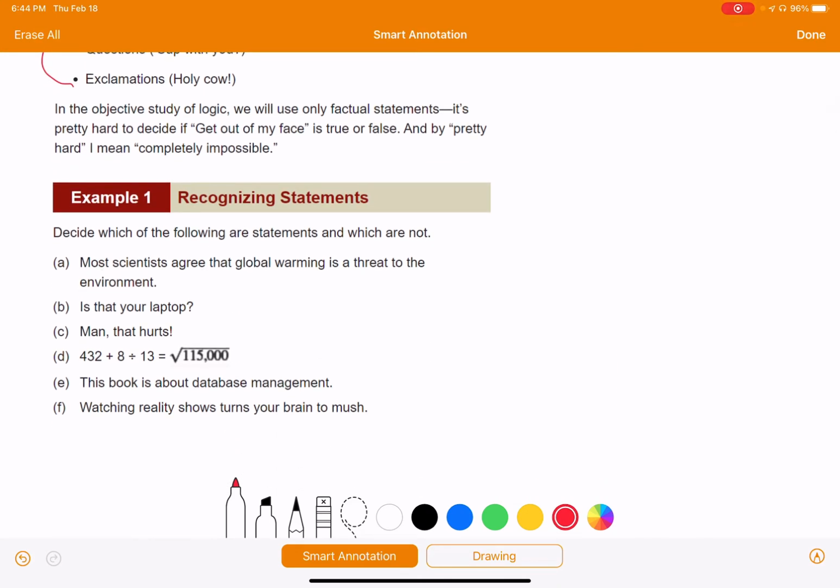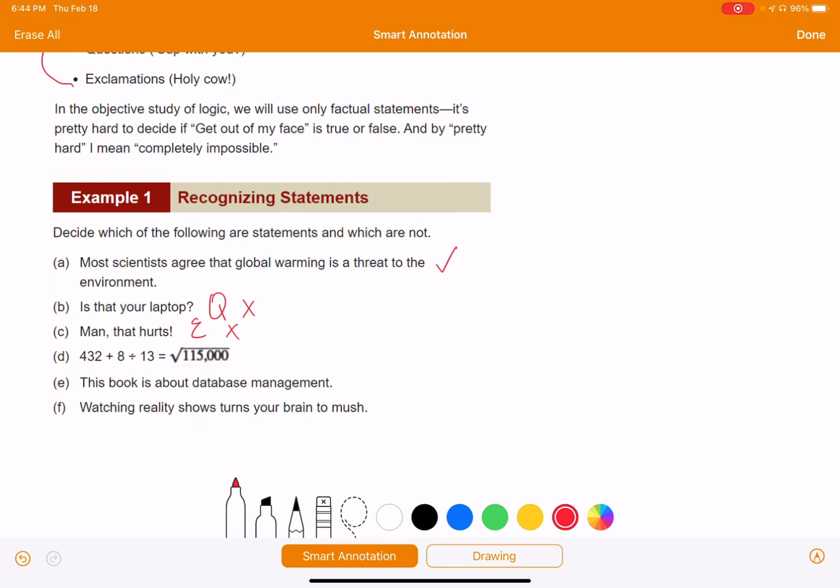It says, decide which of the following are statements and which are not. So which ones are declarative statements that can be identified as either true or false. Most scientists agree that global warming is a threat to the environment. We can determine if that's true or false. It's a declarative statement. Is that your laptop? That's a question, so it's not a statement. Man, that hurts. That's an exclamation, so that's not a statement.